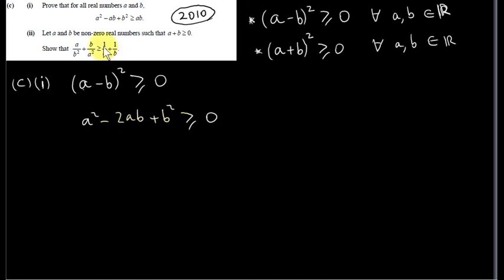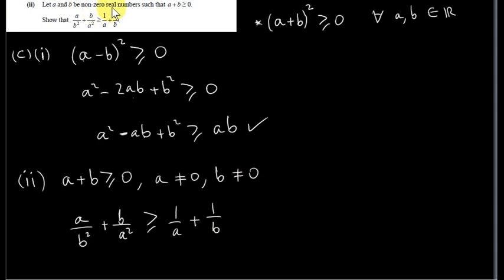And we can use this result to answer the first part of this question. What we do is we simply add ab onto both sides. So if we add ab here, we get a² − ab + b². And then we add ab onto the right hand side. And that's what we had to prove in part 1.